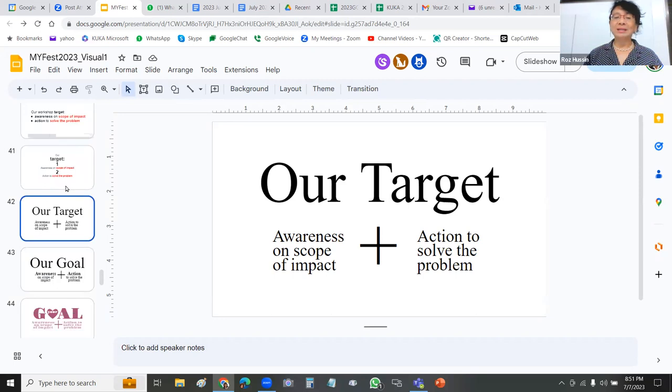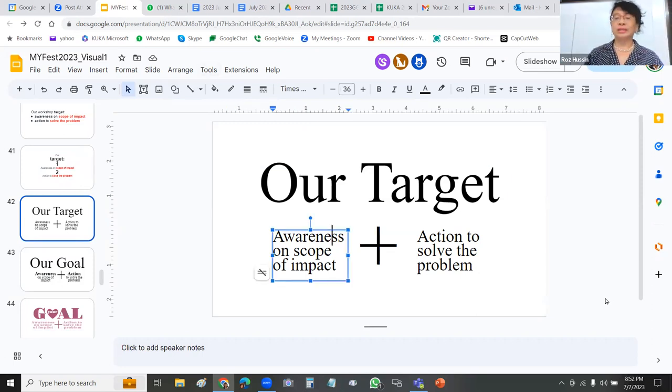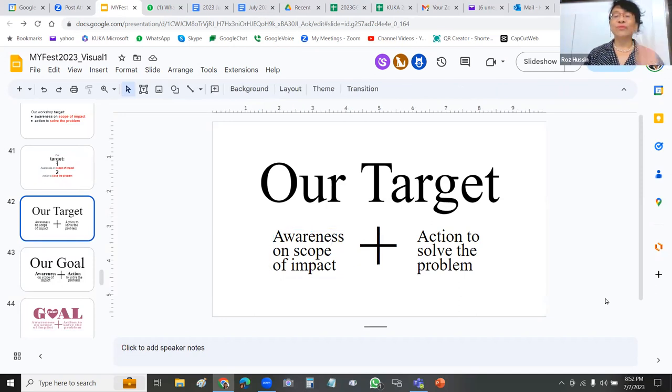Now the word isn't just target. Our target, both of these words, and this size is even bigger. This font is 120 points compared to 36 points. So that's literally four times the size. So at a ratio of four times the size, our eyes really zoom in on the word, our target, and we don't have any bullets, we don't have anything. There's a plus sign and one cluster of words on the left and another cluster of words on the right. So you know that there's two things with a plus sign in between.